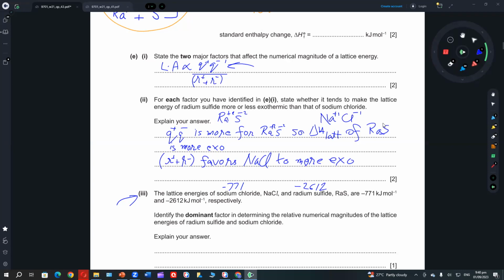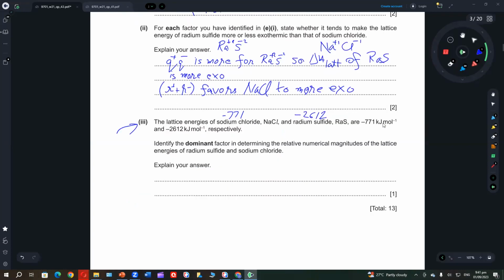This is called a subtle effect. One is favoring RaS, one is favoring NaCl. But now look at the data in part 3, which decides that radium sulfide is more exothermic than sodium chloride. So which is the dominant factor? The product of the charges.